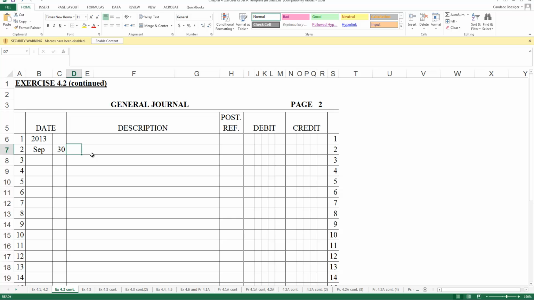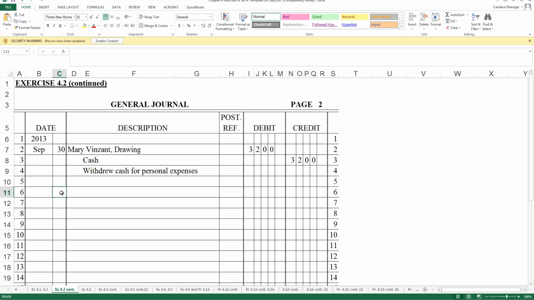So next one, withdrew $2,000 in cash for personal expenses. Withdrew cash. So cash is going to go down. When we credit cash, it goes down. So that means Mary Vizint drawing, and cash. We're going to credit cash because it's going to go down. And the amount, and the description: withdrew cash for personal expenses.